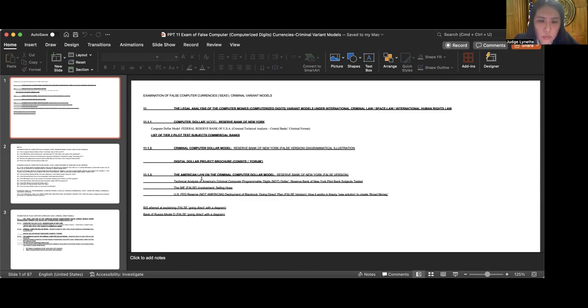And next is the American law on the criminal computer dollar model, which clearly states that it is unlawful. And the technical analysis of the American criminal computer programmable digits, which is not the dollar, which is not lawful money. It is not money.